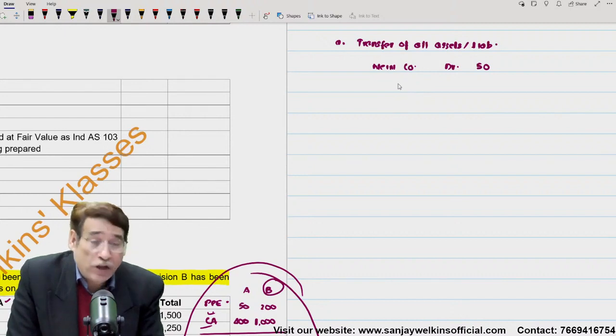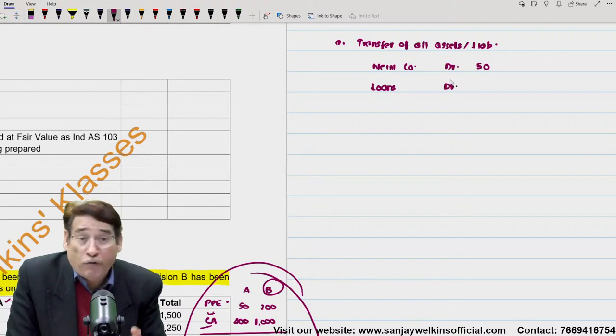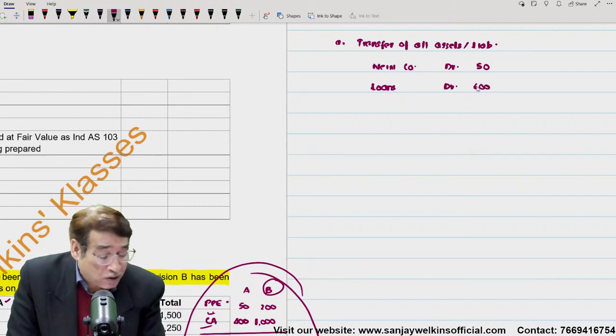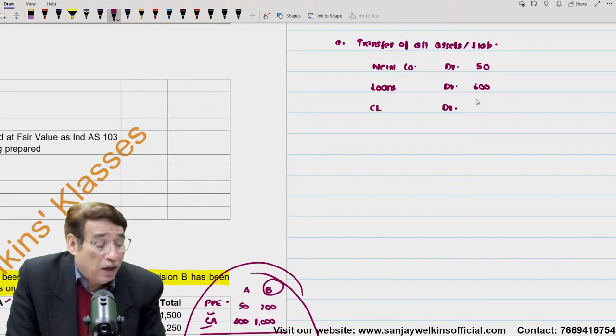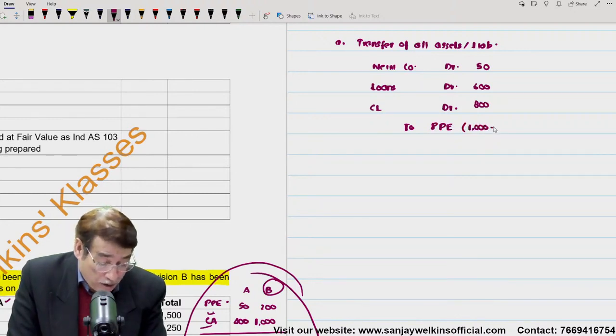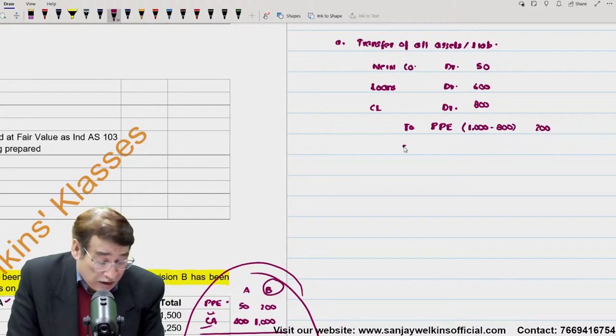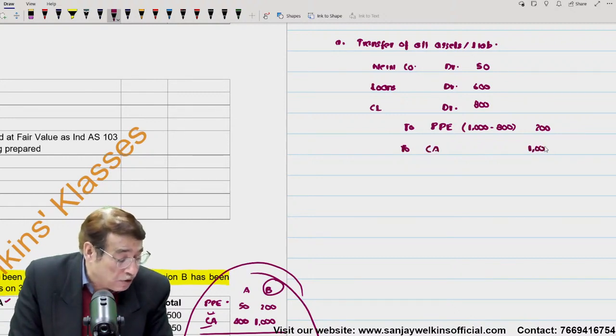And then we will take into account which are the liabilities which are moving out because we will have to debit those liabilities. There are two liabilities in the question as far as division B is concerned. One was loan, and the amount of loan was, I think, 600 lakhs. And then there was current liability of division B, 800 lakhs. And there are two assets. One is property, plant and equipment, that is fixed asset, 1000 in bracket, that is the gross value. Although it is not necessary, you can straight away write the written down value, which is 200. And there is another asset in the form of current asset, and current asset was 1000. This is the entry which we will have to put up.